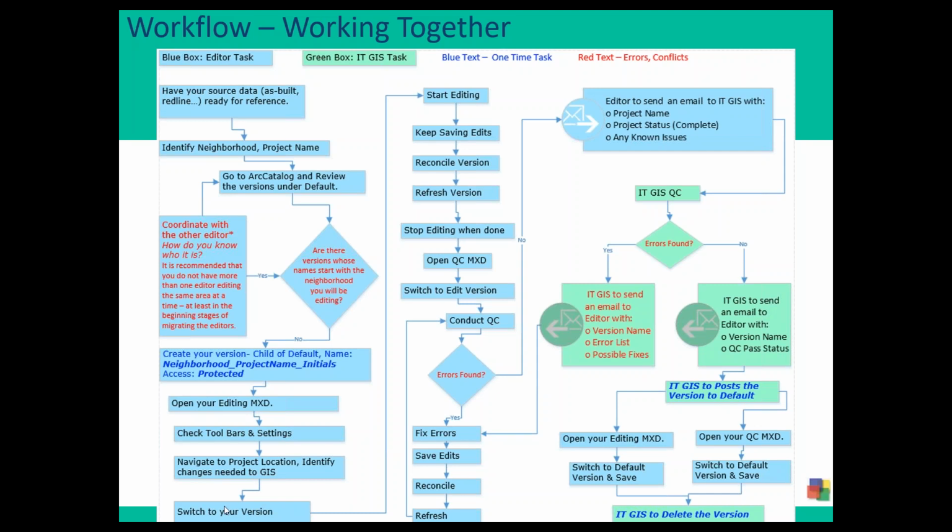Okay, so then you switch to the new version that you created. You start editing, you keep saving your edits, you reconcile your version, you refresh your version, and you stop editing when you're done. And then you do something called QC: open the QC MXD, switch to the edit version there, and conduct a quality control. If you find any errors, you fix those errors, save the edits, reconcile, refresh, and then again, this is a loop. Hopefully not an endless one. Maybe you just finish it within one round of QC, right?